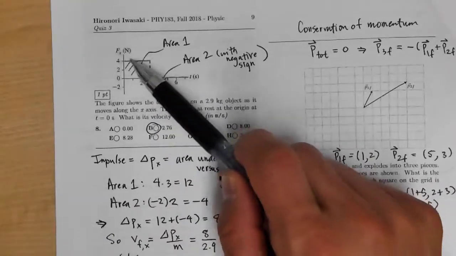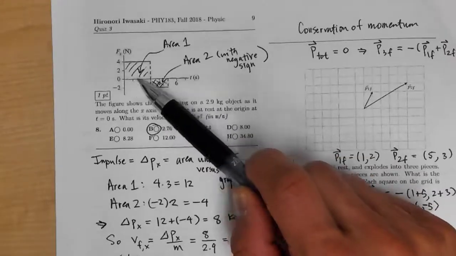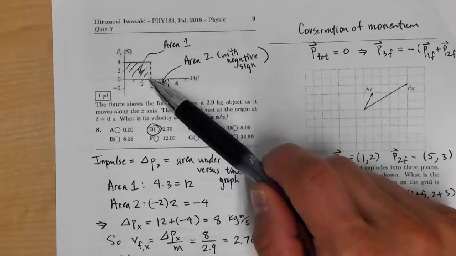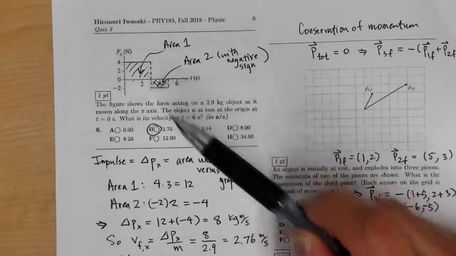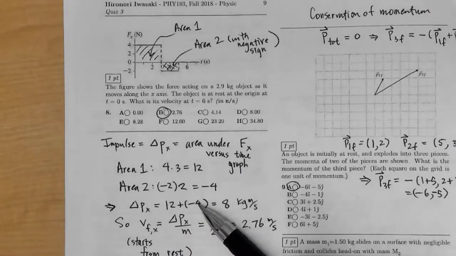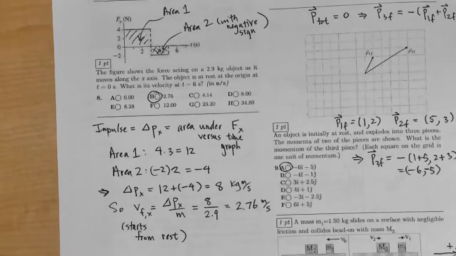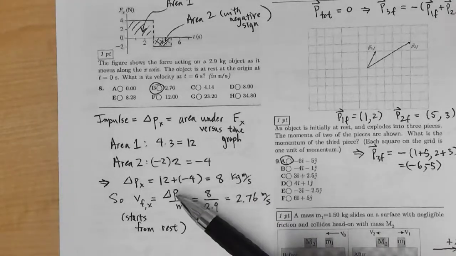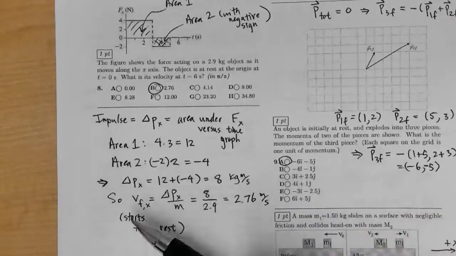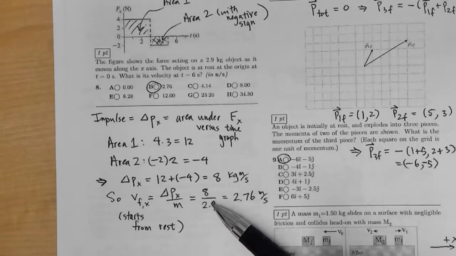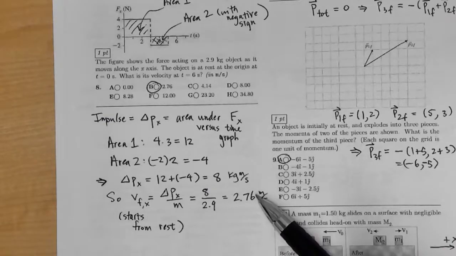Area 1 is 4 times 3 for the area of this rectangle. 4 here, 3 here, and that's 12. The area of this is going to be minus 2 times 2, so we get minus 4. And so delta p is 12 minus 4, which is 8 kilogram meters per second. Now, it starts from rest, so the final momentum will be 8. And so to get the final velocity, we just divide by the mass, which is 2.9, and we get 2.76 meters per second.